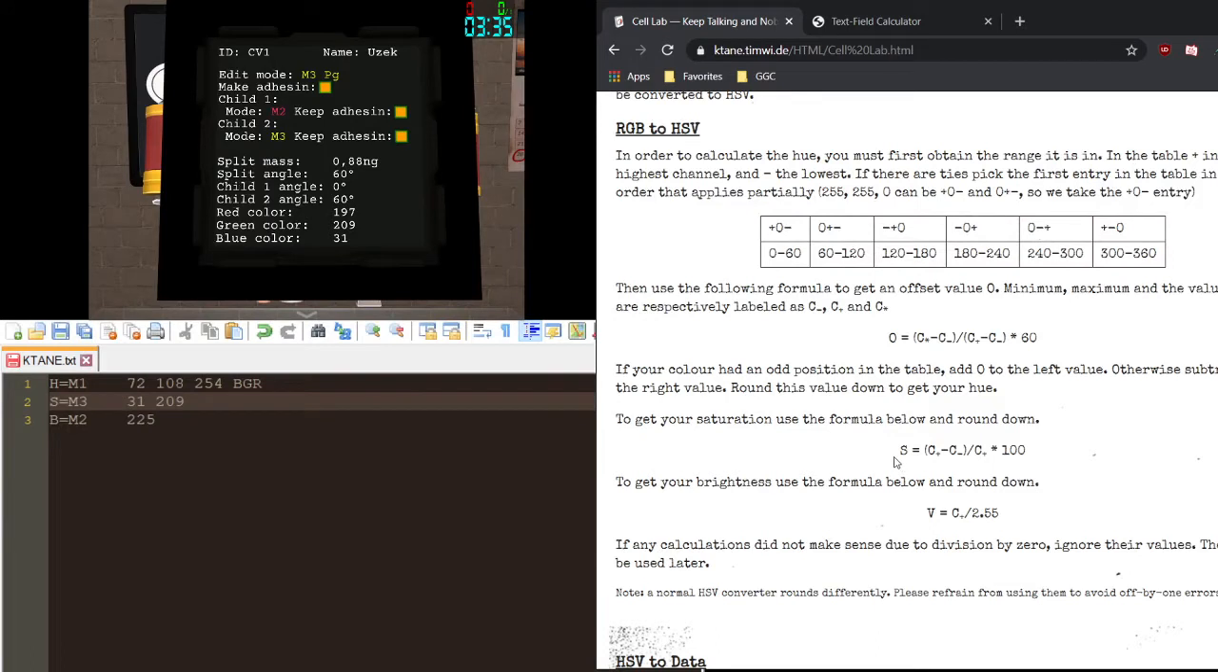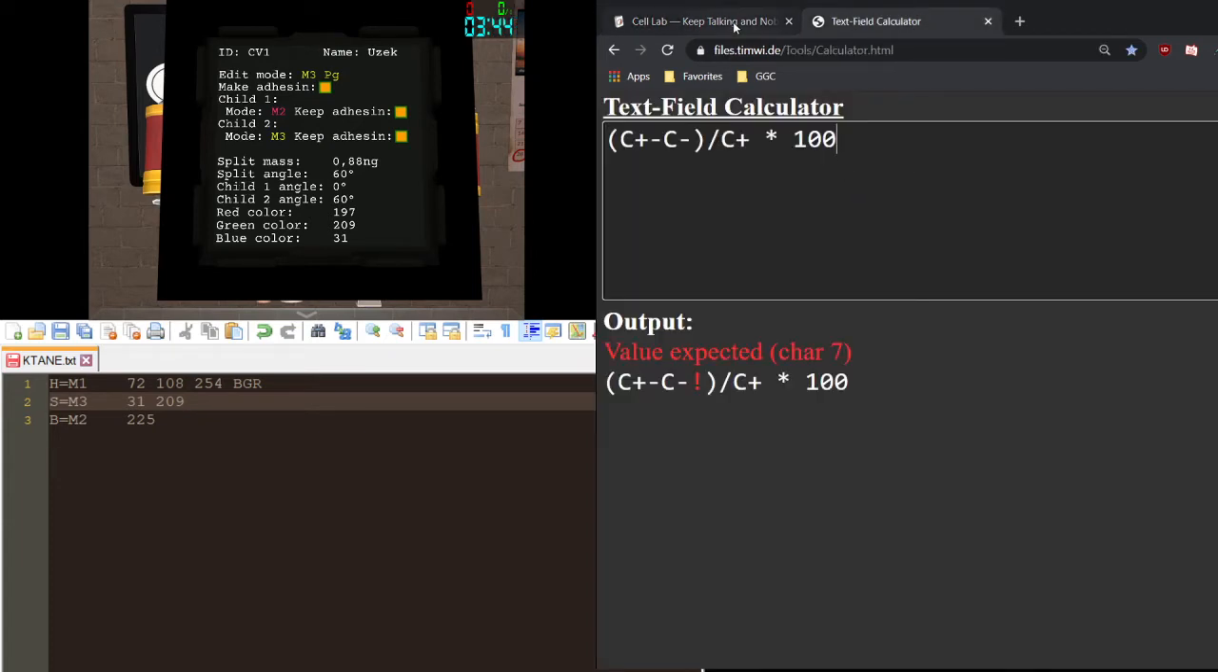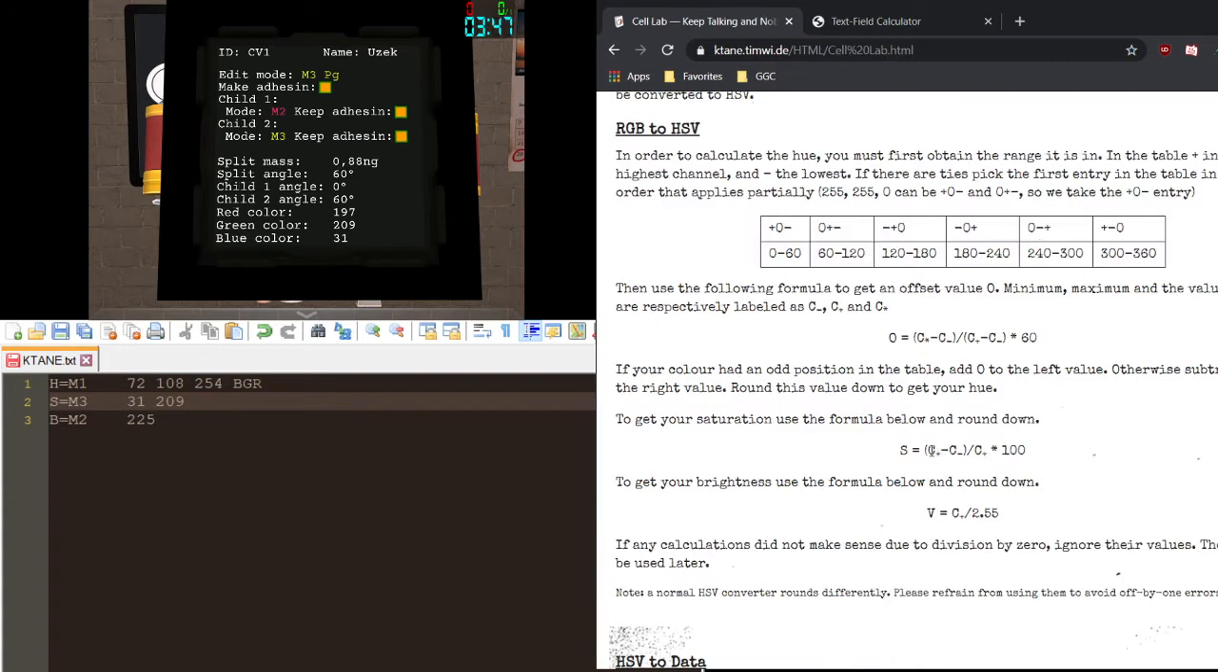Let's go ahead and start with saturation. Hue is the hardest one to calculate, but not by much. For the one that needs saturation, simply plug in this formula. Now you may be wondering what C+, C-, and C** mean. If we look here, minimum, maximum, and the value in between are respectively labeled as C-, C+, and C**. So minimum is C-, maximum is C+, and in between is C**.